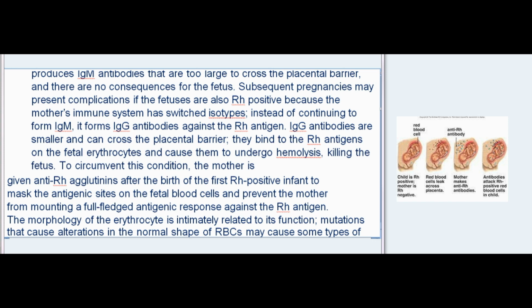IgG antibodies are smaller and can cross the placental barrier. They bind to the Rh antigens on the fetal erythrocytes and cause them to undergo hemolysis, killing the fetus. To circumvent this condition, the mother is given anti-Rh agglutinins after the birth of the first Rh-positive infant to mask the antigenic sites on the fetal blood cells and prevent the mother from mounting a full-fledged antigenic response against the Rh antigen. The morphology of the erythrocyte is intimately related to its function.